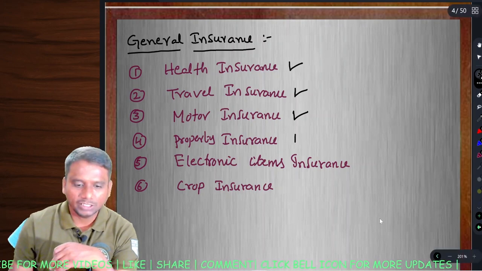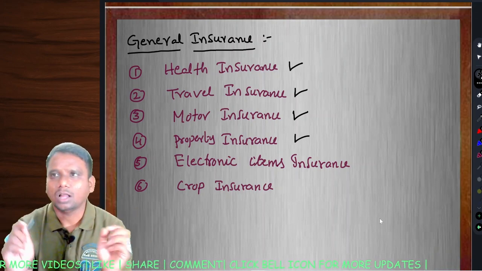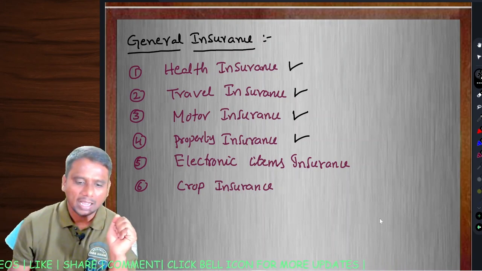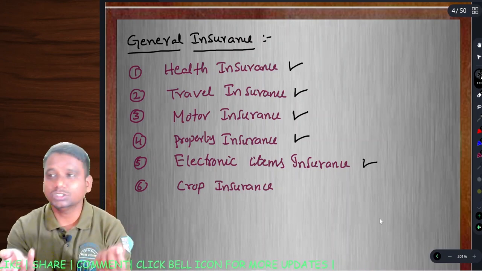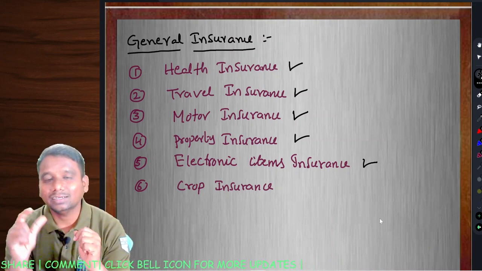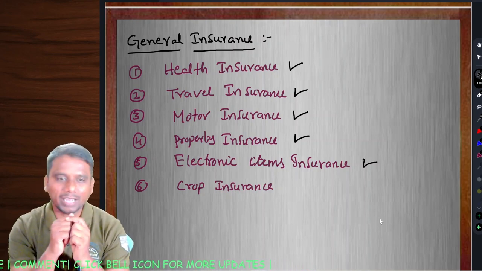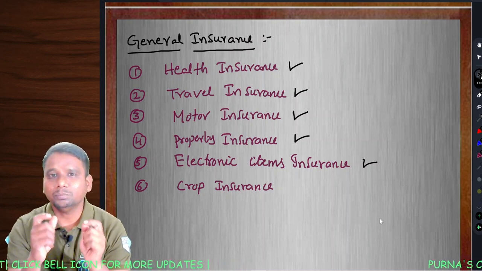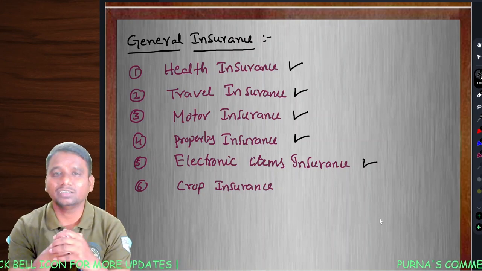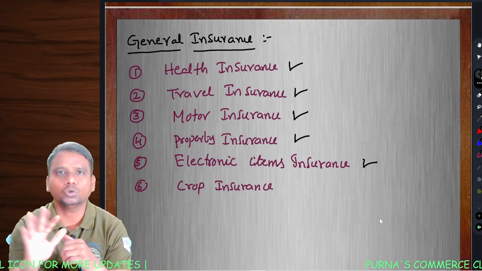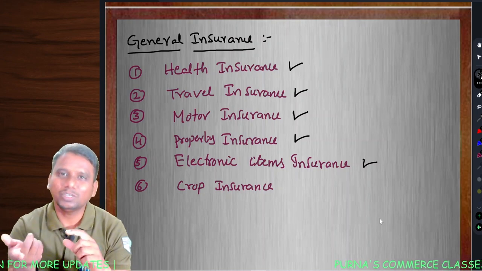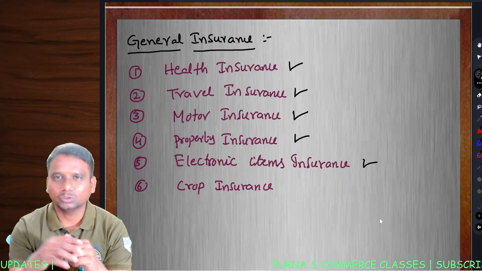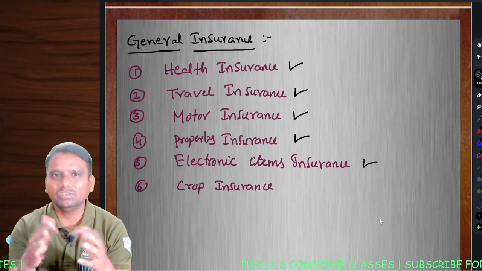At the same time, property insurance. Property may be anything, house or jewelry or stock, whatever it may be. And electronic items insurance. Even on your mobile, you can take an insurance policy. Actually, I bought one TV some 7-8 years ago. At that time, I paid 2,500 or 2,800 to insure my TV for a period of 1 year or 2 years. During this period, if anything happened to the TV, you need not pay anything for repair. They will give you a new TV or something.